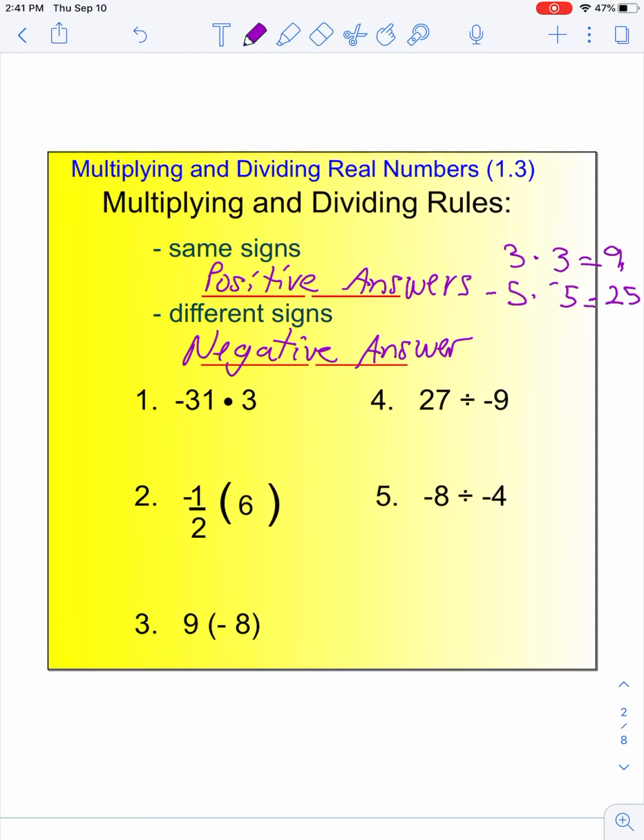So what I'd like you to do is try these 5 problems and then pause the video, give them a try, and then put the video back on and make sure that you are doing them correctly. Remember, this is no calculator work. So if you can't multiply it in your head because some of them are bigger, then go ahead and do it on paper.